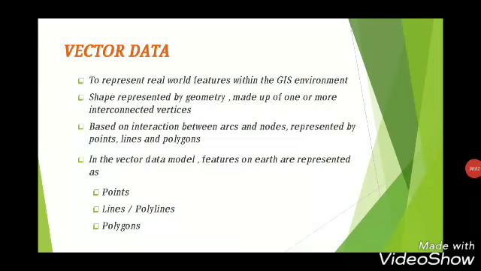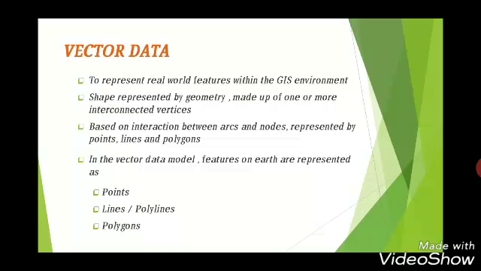Among the two types of spatial data, the first one is vector data. They provide a way to represent the real world features within the GIS environment. It has its shape represented by geometry, which is made up of one or more interconnected vertices. A single vertex describes a position in space using an x, y, and optionally z axis.